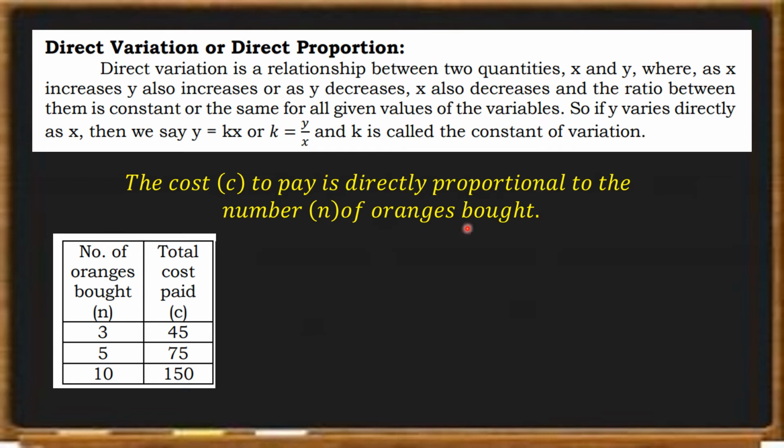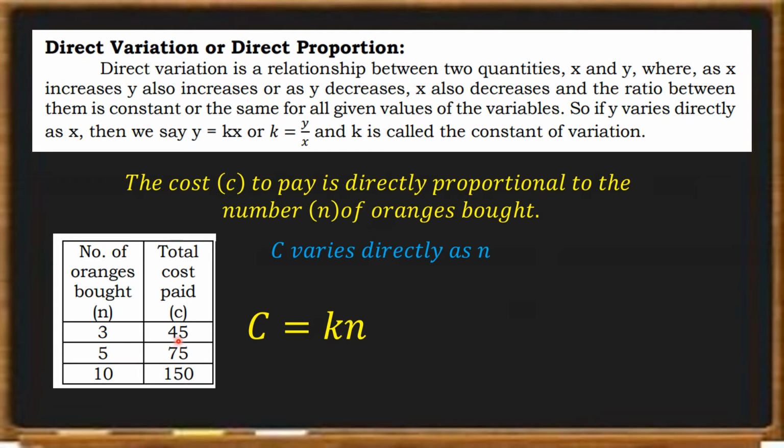So if you're going to represent it, the cost C to pay is directly proportional to the number of oranges bought. So this is the scenario a while ago. Your cost is directly proportional to the number n of oranges bought, or it simply varies directly. So this directly proportional can be replaced by varies directly. So this is now C varies directly as N. So the cost varies directly as N. So in equation, C is equal to K times N, wherein your K is the constant.